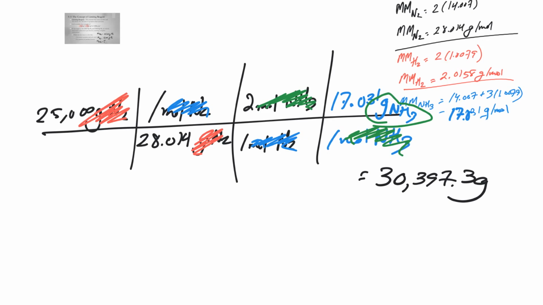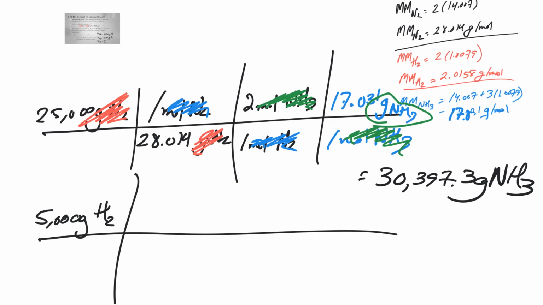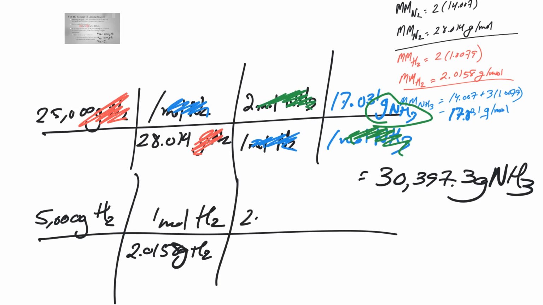30,397.3 grams of ammonia. You might remember before, if it was hydrogen, it was like 28,000 something. And so you could just do it like this. Just take each of them to the product and see which one gives you the least amount. All right, so same basic calculation, but using everything from the balanced equation.